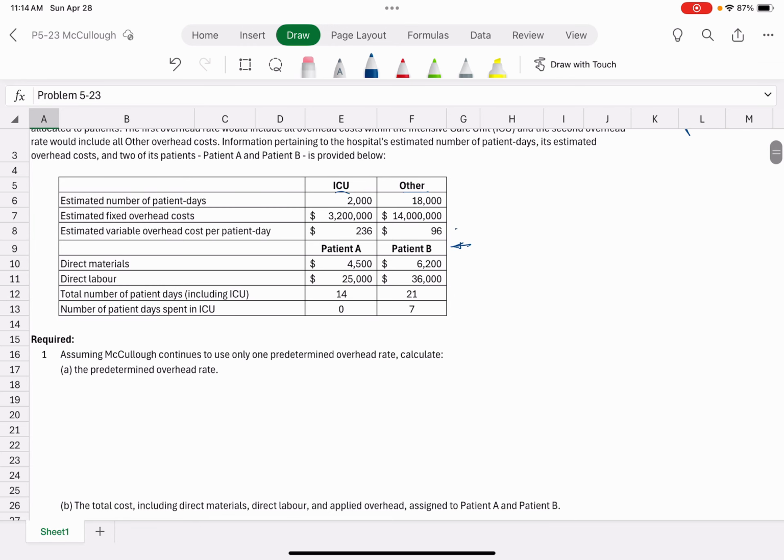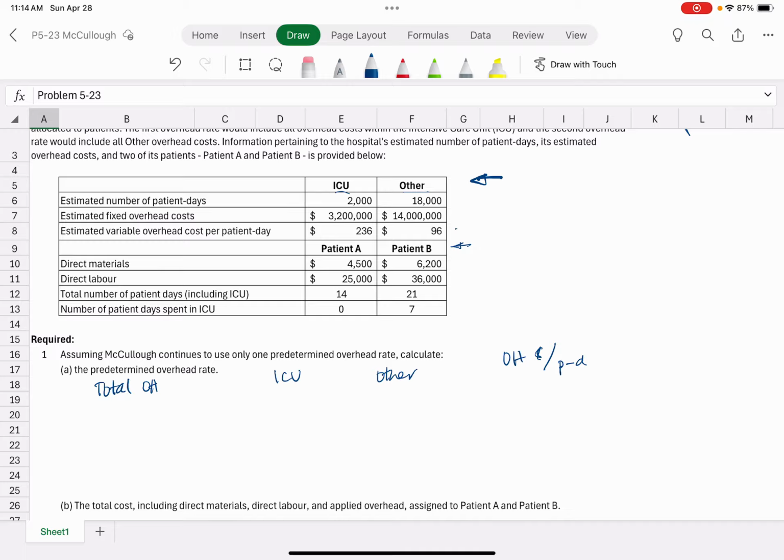So they're required, assuming McCullough continues to use only one predetermined overhead rate, to calculate that predetermined overhead rate. Okay, so remember, overhead rates are overhead dollars per allocation basis, which in our case is patient days. So we need to figure out, okay, what are the total overhead costs and what are the total patient days? Okay, so total overhead. Well, we have the overhead in this table up here shown split between ICU and other. So let's just try to get that together.